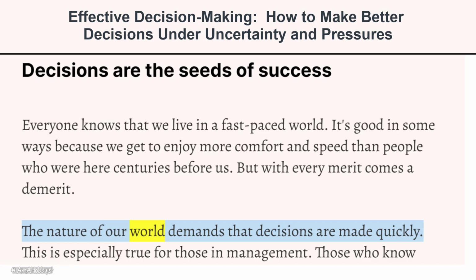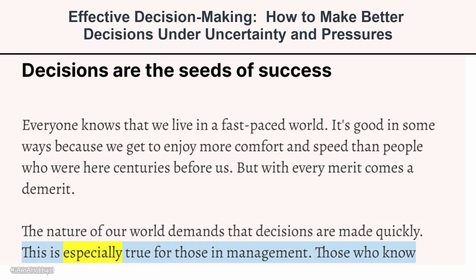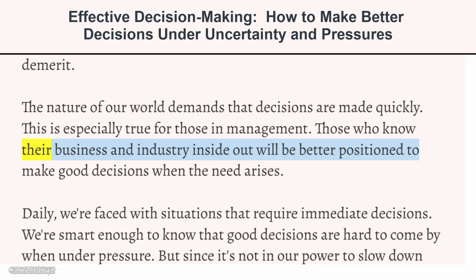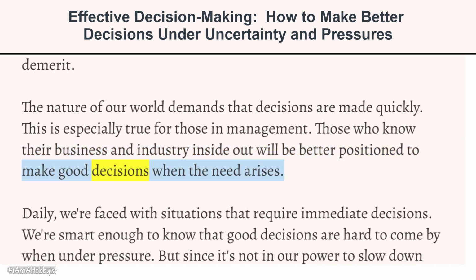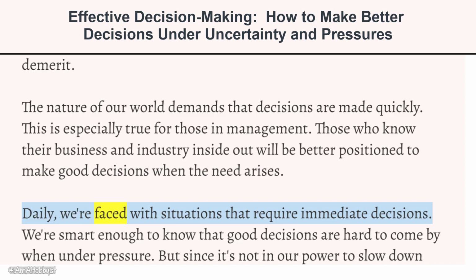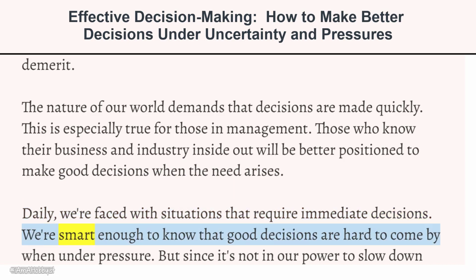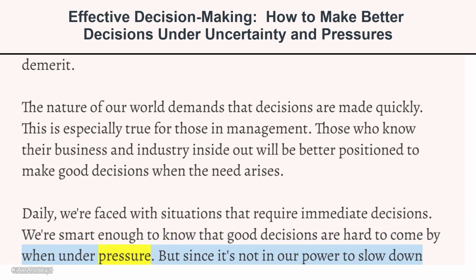The nature of our world demands that decisions are made quickly. This is especially true for those in management. Those who know their business and industry inside out will be better positioned to make good decisions when the need arises. Daily, we're faced with situations that require immediate decisions. We're smart enough to know that good decisions are hard to come by when under pressure.